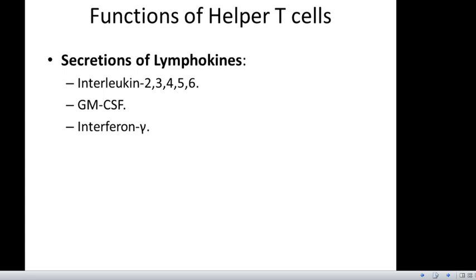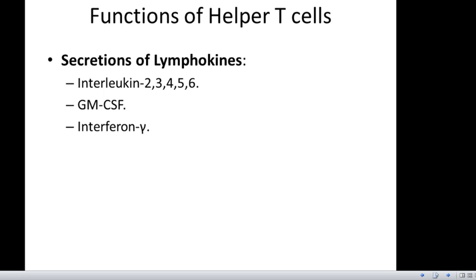The important lymphokines secreted by the T helper cells are interleukin 2, 3, 4, 5, and 6, granulocyte monocyte colony stimulating factor, and interferon gamma. The lymphokines have a specific regulatory function. In the absence of the lymphokines from the T helper cells, the remainder of the immune system is almost paralyzed.